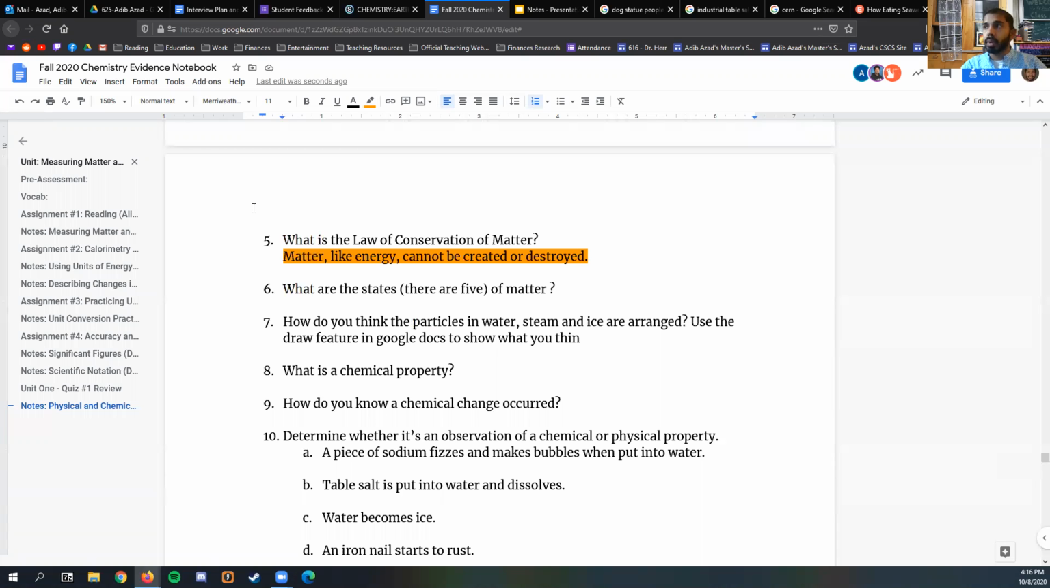Previously, we'd already answered what is the law of conservation of matter, and just to repeat myself, matter, like energy, cannot be created or destroyed. You can only transform it from one thing to another. And so we're brought to states of matter. What are the states of matter? We're talking about 5 of them.